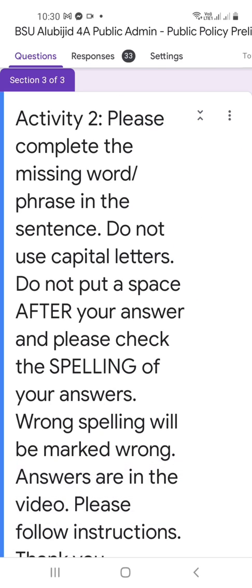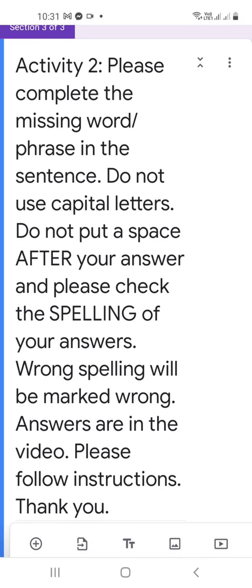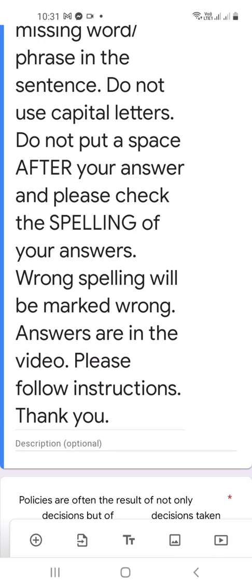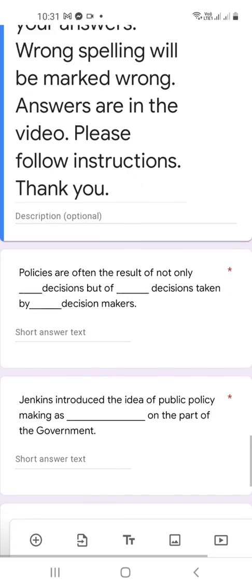The default is capital letter in every answer that you type, okay? Or when you start answering, the letters would go capital or caps lock. Then you have to change that one. Small letters. Do not use capital letters. Do not put a space after your answer because some of you also placed a space after their answer. And of course, check the spelling of your answers. Wrong spelling is wrong. They will be marked wrong. Answers are in the video, so please follow instructions.